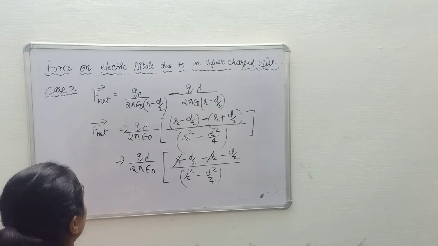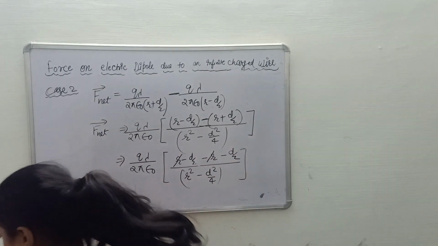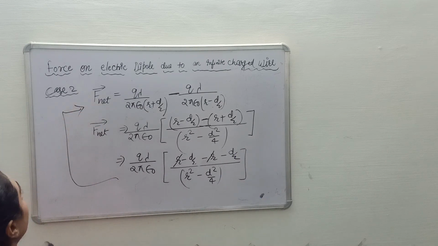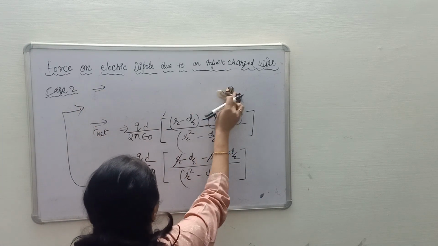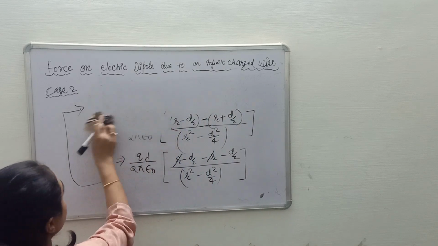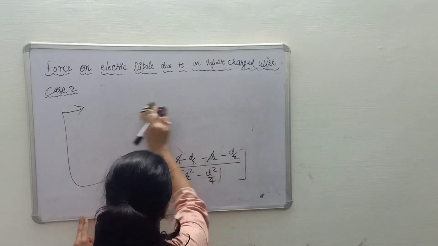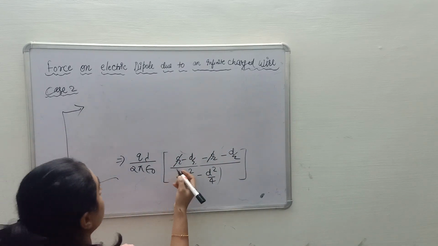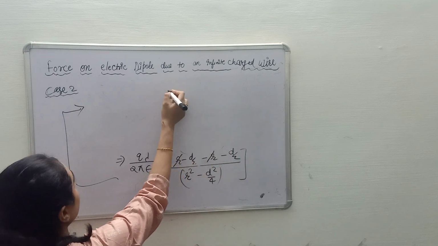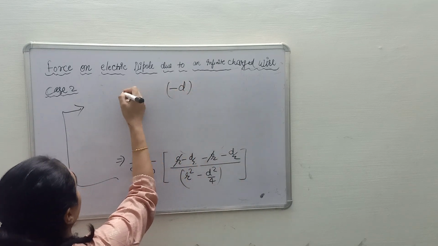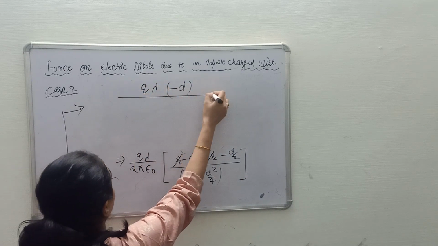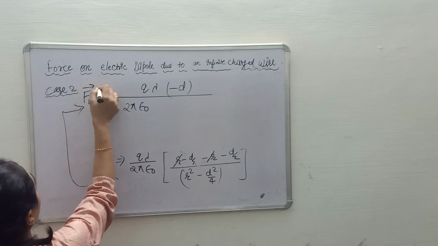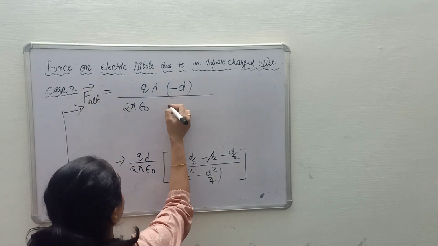Okay, so the next step is, I'm going to solve it here. It becomes minus d by 2, and minus d by 2 is minus d, and q lambda by 2 pi epsilon naught, this is F net, over r square minus d square by 4.